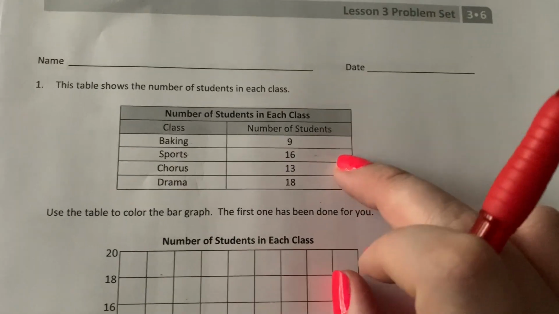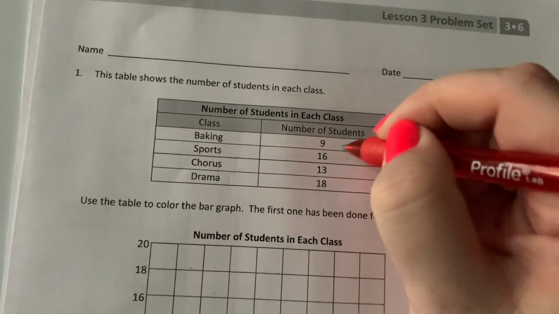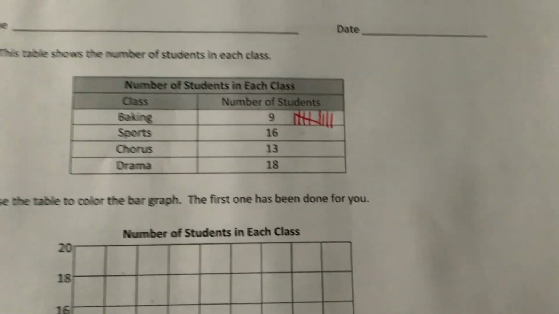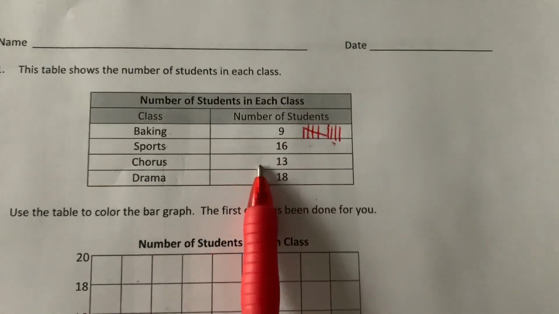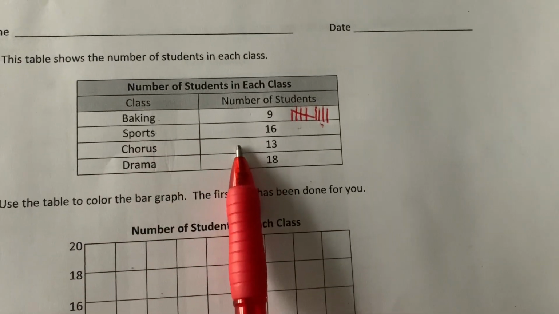So this is a type of chart. We are familiar with a tally chart as well, which would look like, if this was 9, 1, 2, 3, 4, 5, 6, 7, 8, 9. Remember? So we're familiar with tally charts, and then we're familiar with just straight up charts. This is what I call it, just a straight up chart. It tells you what it is and how many numbers.